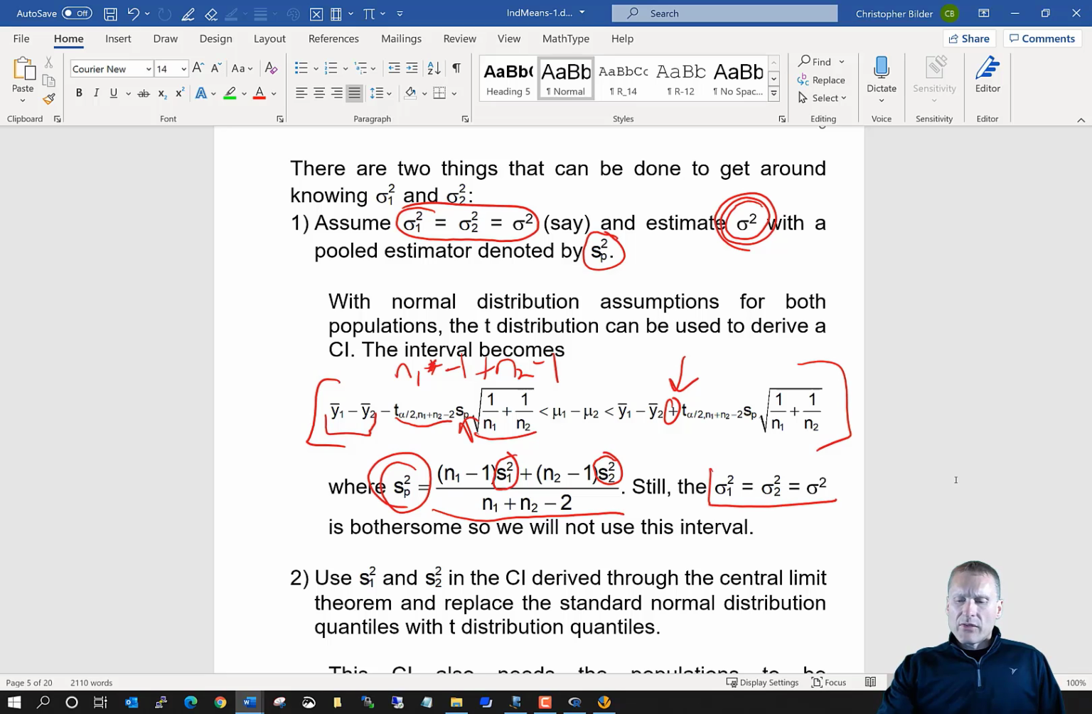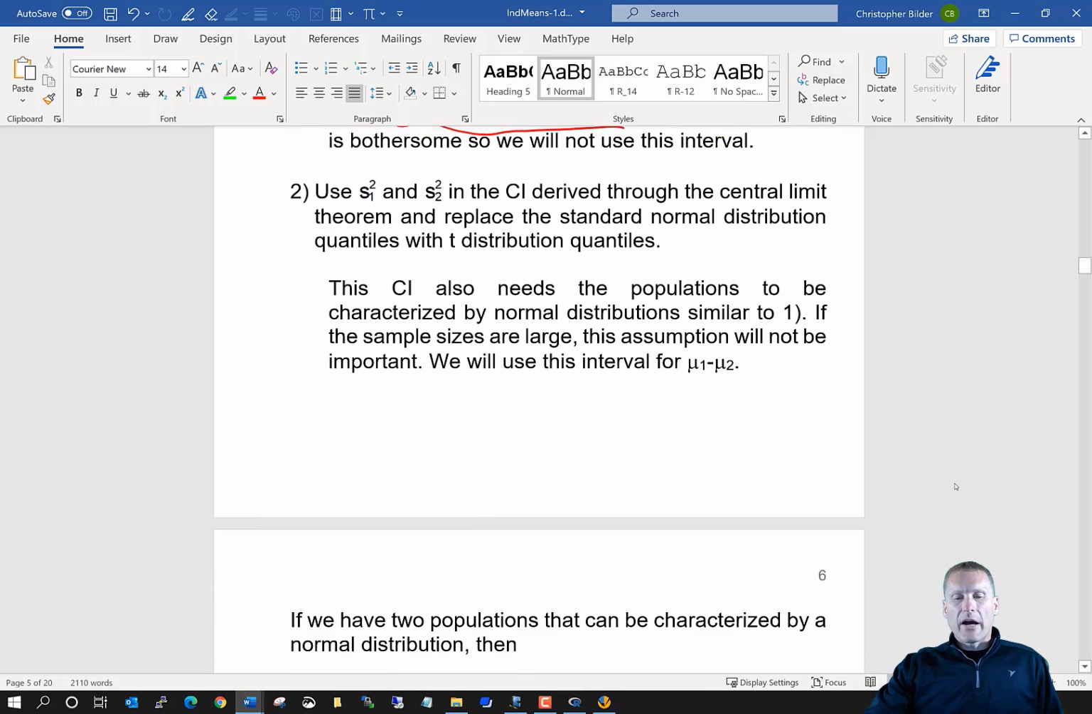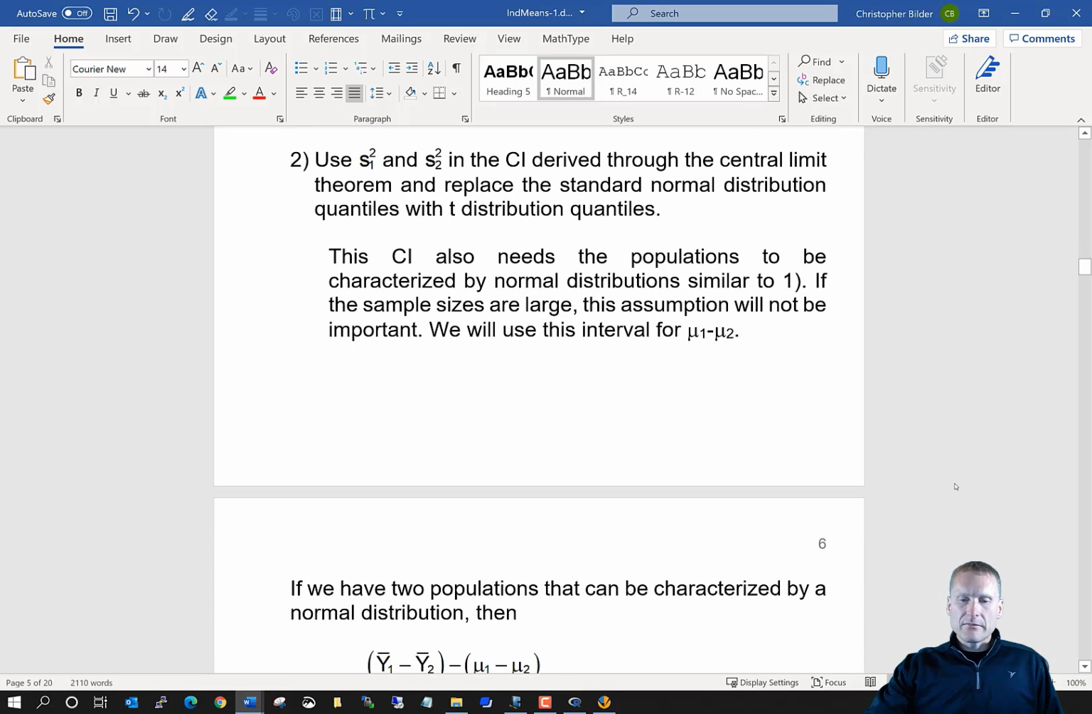But we will not use this expression either because in some situations the variance will be equal, but in other situations it may not. So let's be more general. And we're going to go with option number 2 here. So what we can do is, again, come up with the sample variance from sample 1. Come up with the sample variance for sample 2, where we don't have this equality assumption. And we can work with that to come up with a confidence interval.